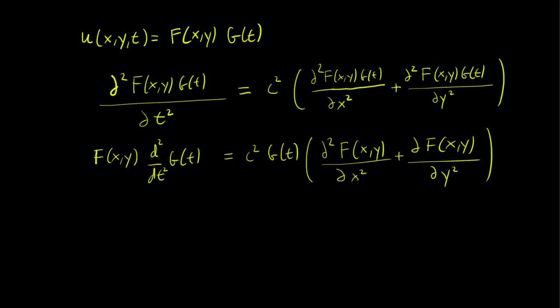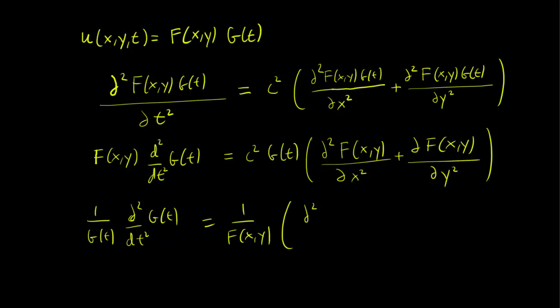We want to move all the g's to the left and all the f's to the right, all the space variables to the right. And this gives us 1 over g(t) times the second derivative d squared g over dt squared, equals 1 over f(x, y) times the Laplacian of f, partial squared f over partial x squared plus partial squared f over partial y squared. Now these should be partials, not these. Alright, and a similar principle holds.